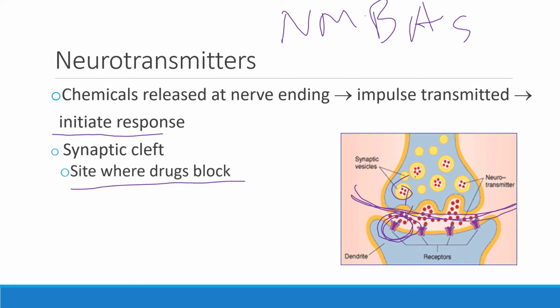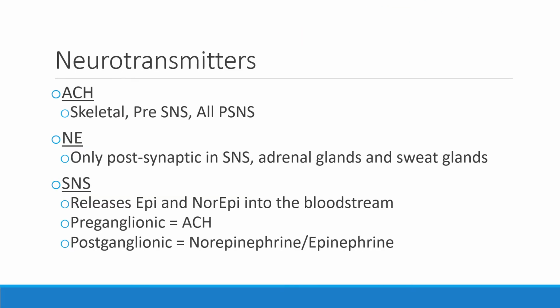Because once we know what the neurotransmitters are and where they are, then the medications we use can help us understand where they're used to block them or to manipulate those pathways. So here are the neurotransmitters and where they're located. Acetylcholine is located in your skeletal, presynaptic and postsynaptic nervous system. But norepinephrine is only in the postsynaptic place in the sympathetic nervous system.